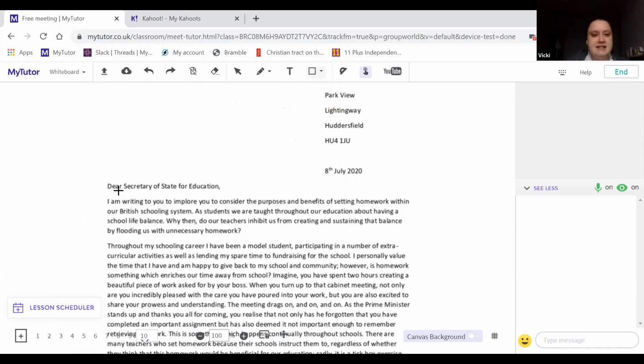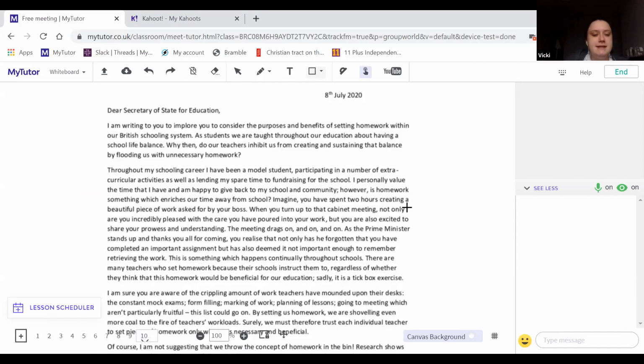So I've got a completely made up address, today's date, and then I've got "Dear", so always start with dear rather than to. Please don't write hi, because it's a formal letter, and make sure you get a comma at the end of whoever you're writing it to, or to whom it may concern. "I am writing to you to implore you to consider the purposes and benefits of setting homework within our British schooling system." So right off the bat, I've told him why I'm writing, and I've already got in some direct address.